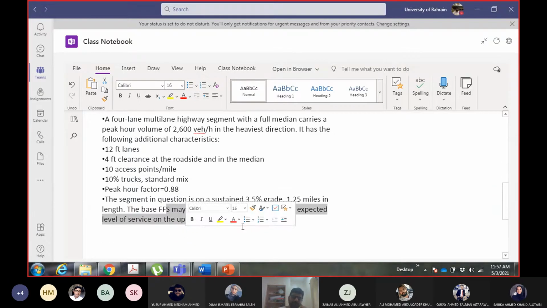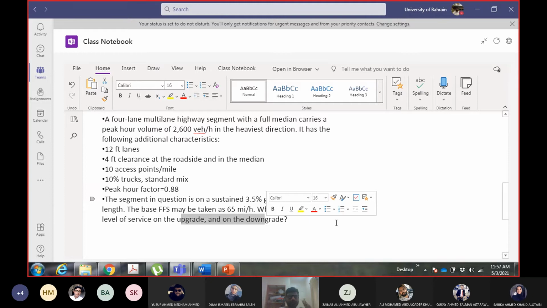Base free flow speed is given. This is not the free flow speed, this is just the base free flow speed. We want to find out the level of service in upward gradient and downward gradient condition. Upward means one direction, downward is the other direction, right? If you are going upward in one direction, the guy coming from the other direction is coming downwards, right?